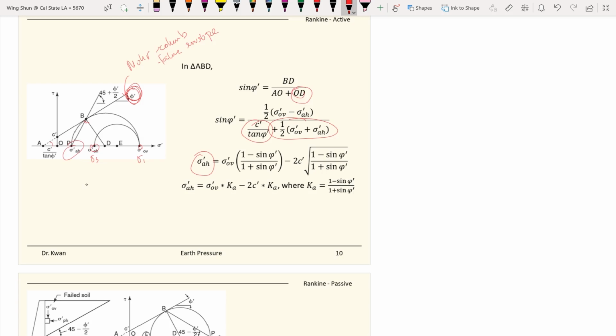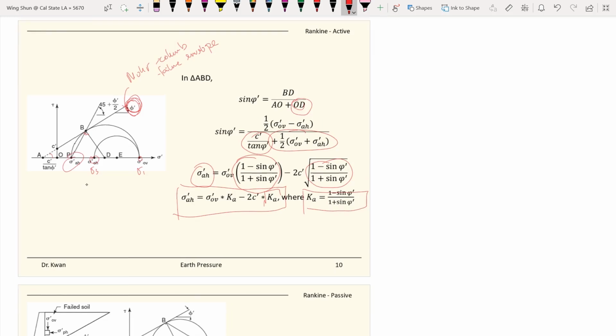Then this part we define to be our Ka value, while this again is the square root of Ka. So this should be the square root of Ka right there. So this gives us the formula, and with that we can find our Ka values.